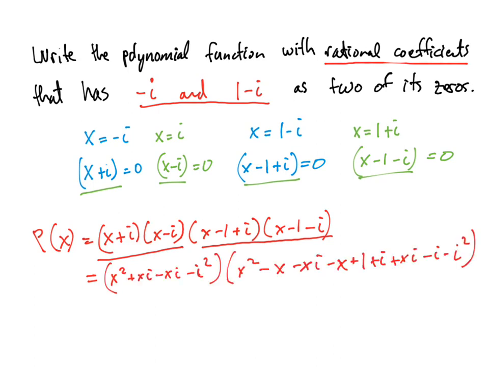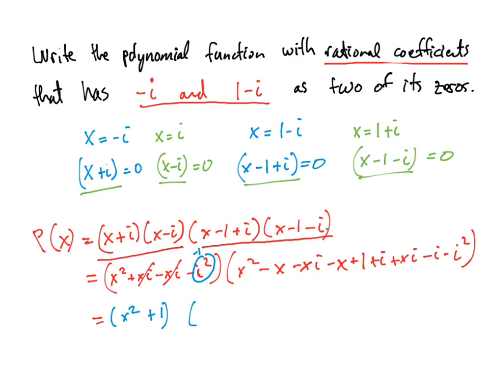So for the first pair of conjugates, I get x squared plus xi minus xi minus i squared. xi and negative xi cancel. i squared is equal to negative 1. So I end up with x squared minus negative 1, which is plus 1. Now in the second pair of conjugates that we multiply, we need to be really careful. We have 3 terms times 3 terms, so we should end up with 9 terms. So that's a check you should do for yourself.